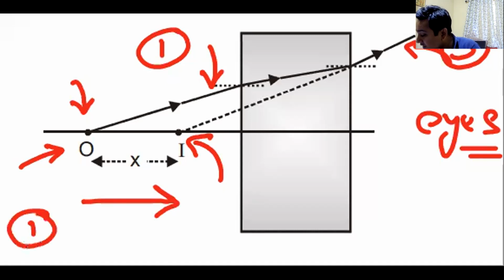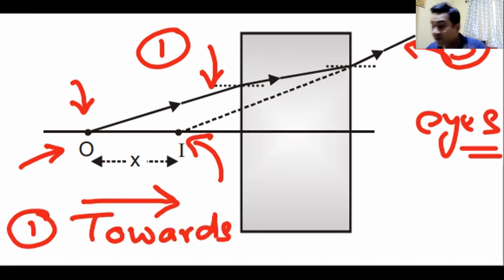So that is the first thing that you must remember, that this image is shifted towards the slab. Whether the object is placed on this side or the other side, wherever the object is placed, the image is always shifted towards the slab. Do we understand this? Can I have some raised hand that we understand this?